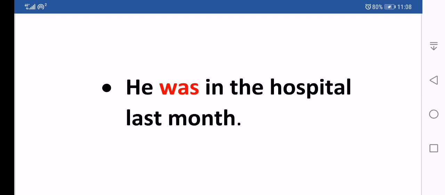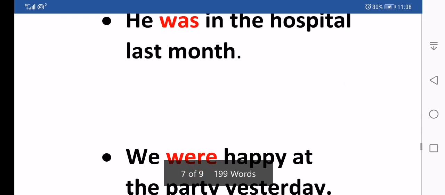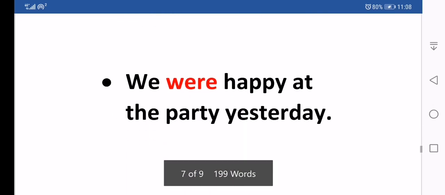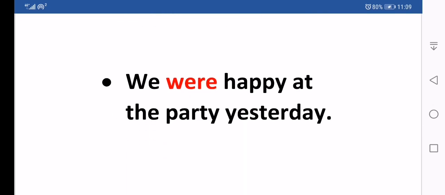As you can see, we have the time reference last month. The second example, they were happy at the party yesterday. We were happy. We were happy at the party yesterday. So we take the helping verb were. They were at the party yesterday.